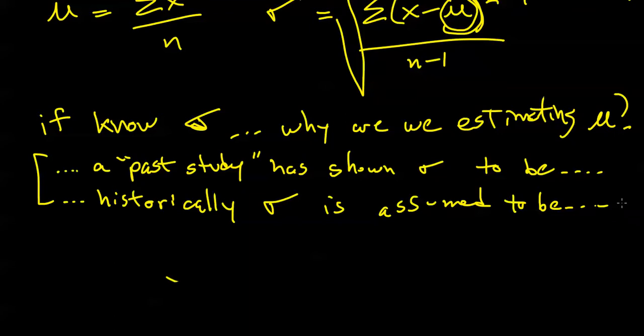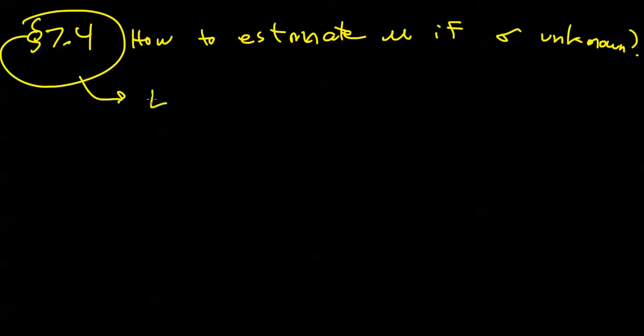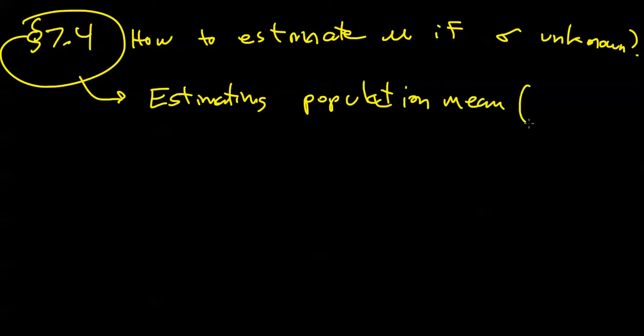Alright, well, the idea here is we are going to extend the concepts of section 7.3, but we're going to deal with that perhaps unrealistic aspect that sigma is known. So here we go with section 7.4. How to estimate mu, population mean, if sigma is unknown. So remember, the title of it is Estimating Population Means with population SD unknown. And that's the formal title of 7.4 in the book.